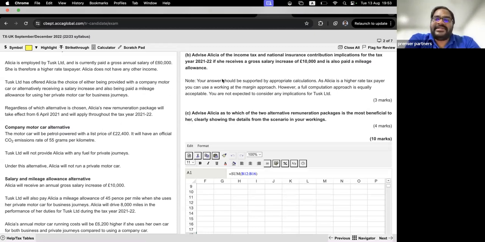So our requirement is to figure out the national insurance and income tax impact. So basically, taxable income will go up by 10,000. That is clearly evident because the gross salary is increasing by 10,000. So if that is the case, definitely taxable income will go up by 10,000. That we agree. Right. So mileage allowance, what will happen?